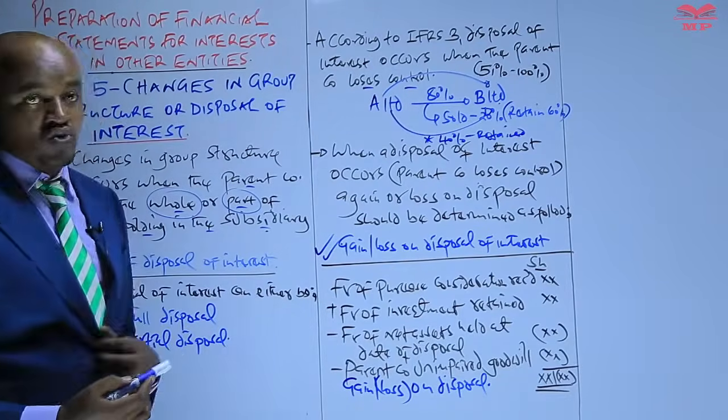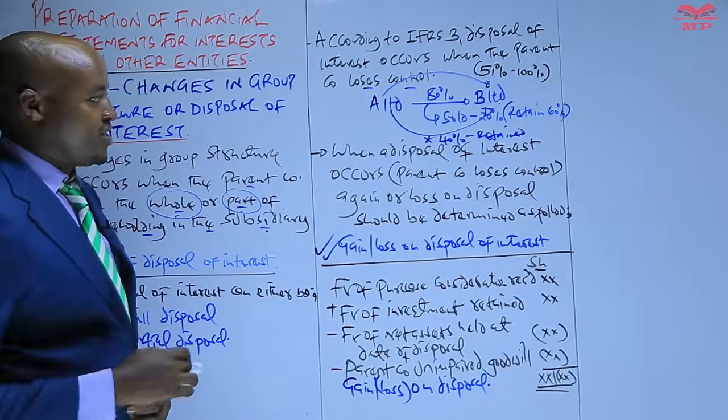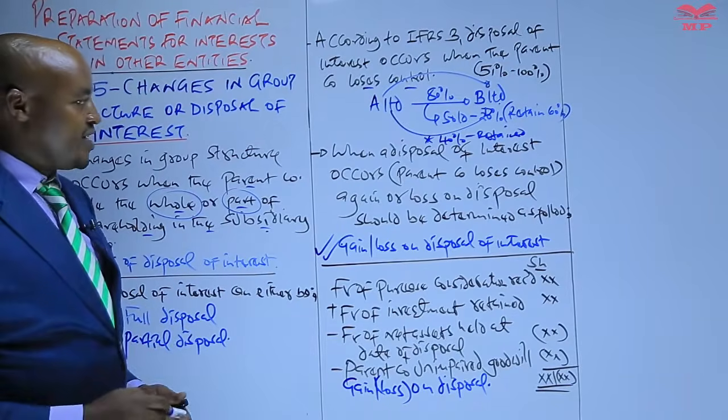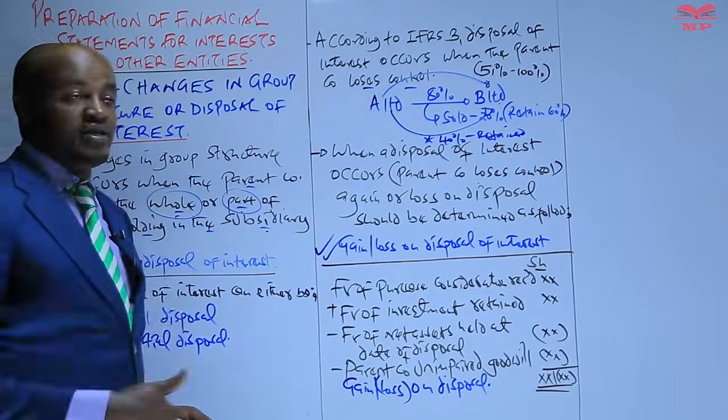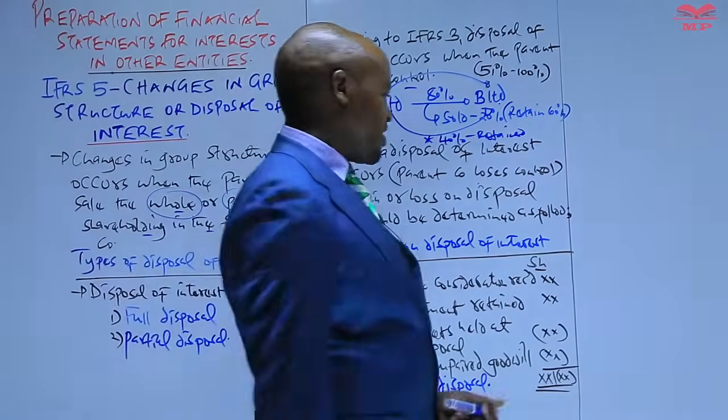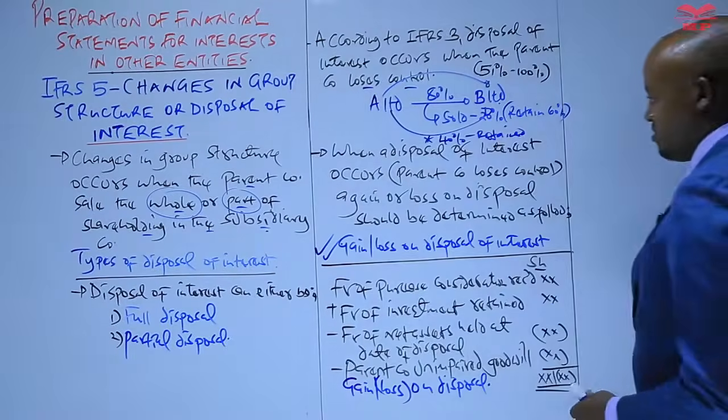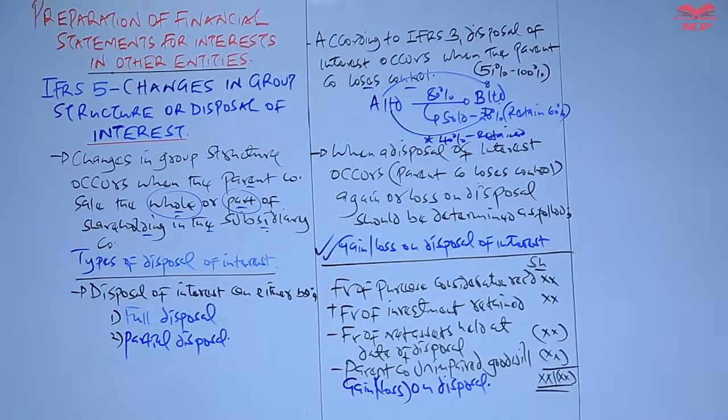the control. The parent company sells some of the shares held in a subsidiary, and therefore it retains shares which are less than 51%, from 50% to 0. Always in such a case we compute the gain or loss on what? The gain or loss on disposal.